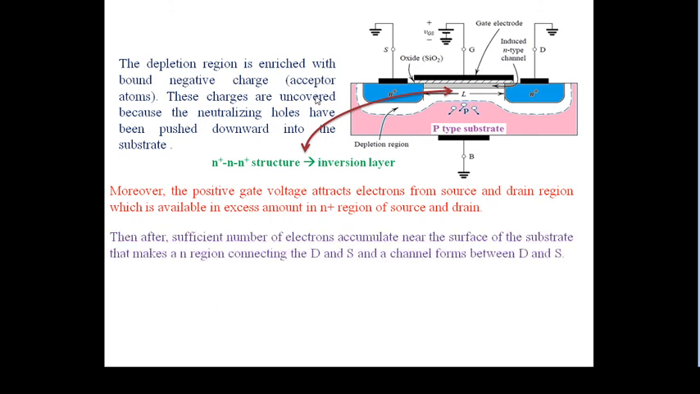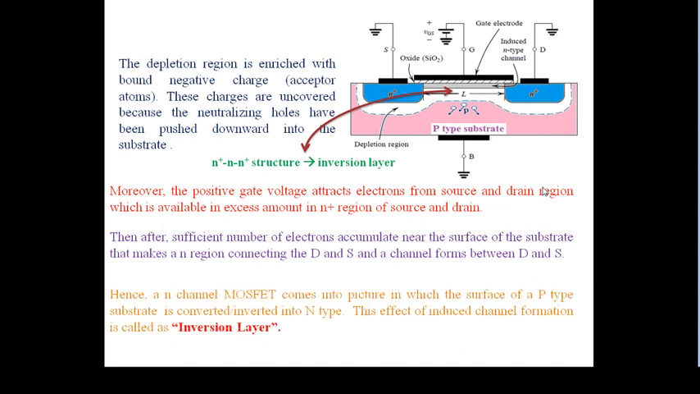Then after a sufficient number of electrons accumulate near the surface of the substrate, that makes the n region connect to the drain and source, and the channel forms between the drain and source. Okay, already discussed. Hence the n-channel MOSFET comes into the picture, where the p-type region is converted, or inverted, into an n-type region, and this is called the inversion layer. This effective induced channel formation is called the inversion layer.